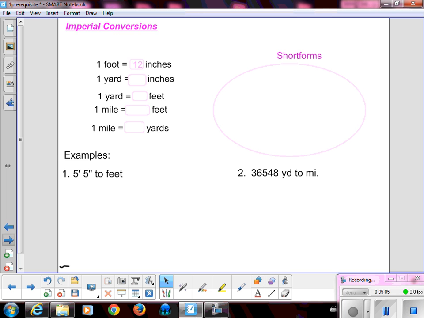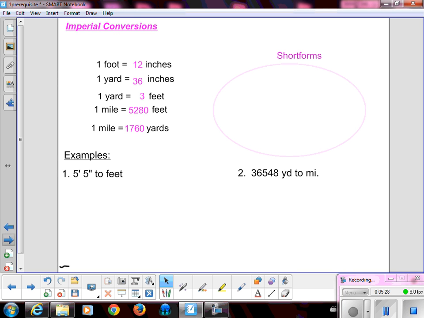So 1 foot is the same as 12 inches. 1 yard is the same as 36 inches. Okay, so when we talk about a meter stick, a yard stick, that's where that's coming from. 1 yard is 3 feet. 1 mile is 5,280 feet, and 1 mile in yards is 1760.